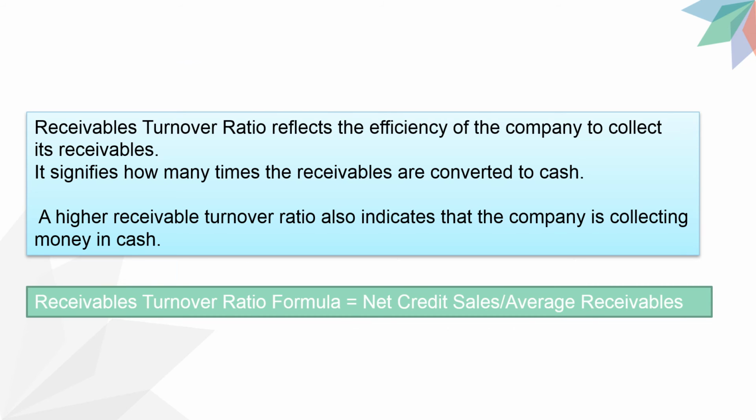Receivables turnover ratio reflects the efficiency of the company to collect its receivables. It signifies how many times the receivables are converted to cash. A higher receivables turnover ratio also indicates that the company is collecting money in cash. Receivables turnover ratio formula equals net credit sales divided by the average receivables.